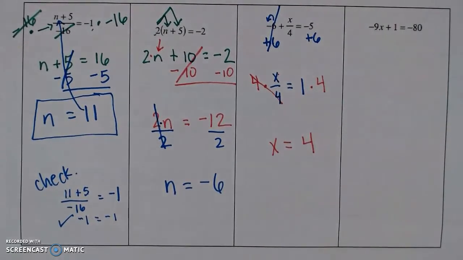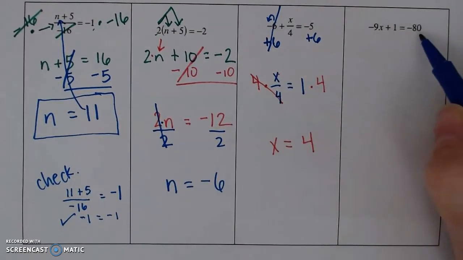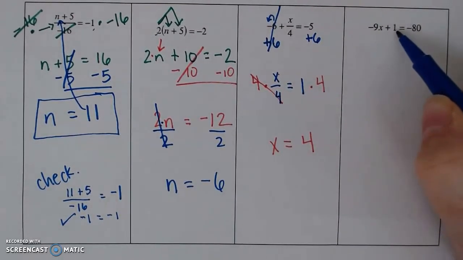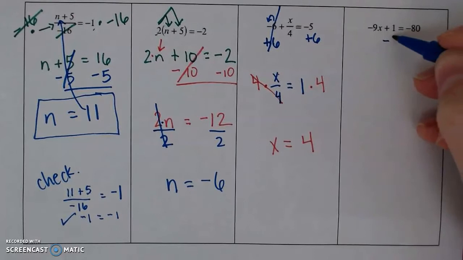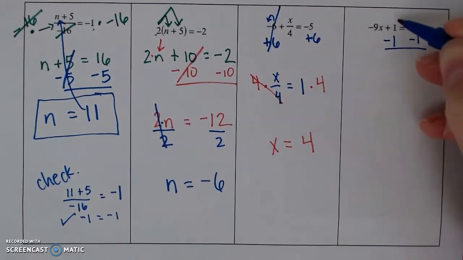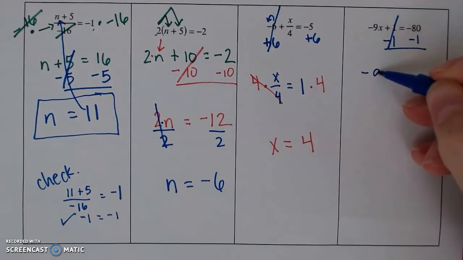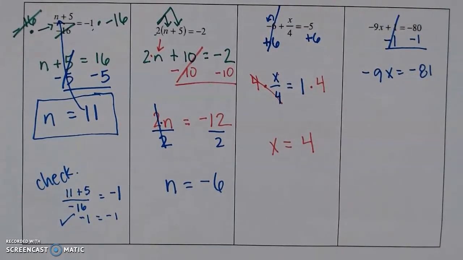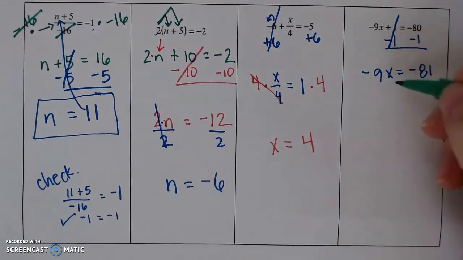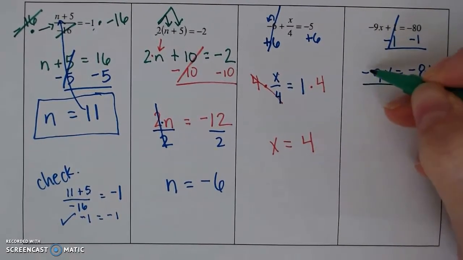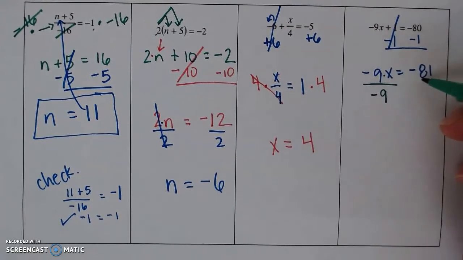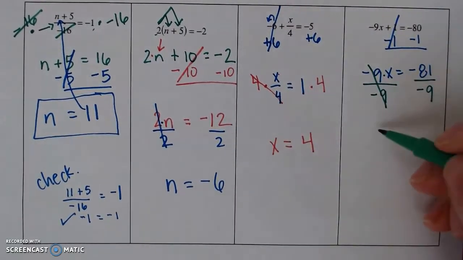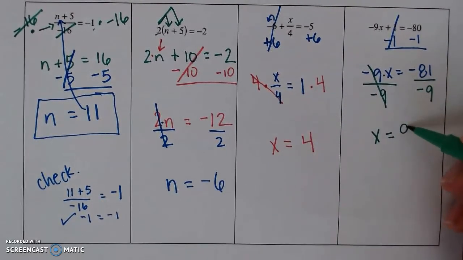And then our last example, negative 9x plus 1 equals negative 80. Same thing, we want to move the negative 9 and move the positive 1. So we're going to add or subtract first. So that does give you 0, so negative 9x equals negative 81. These two numbers are being multiplied, so we want to divide by the same number. So negative 9 divided by negative 9 is 1, so x equals a positive 9.